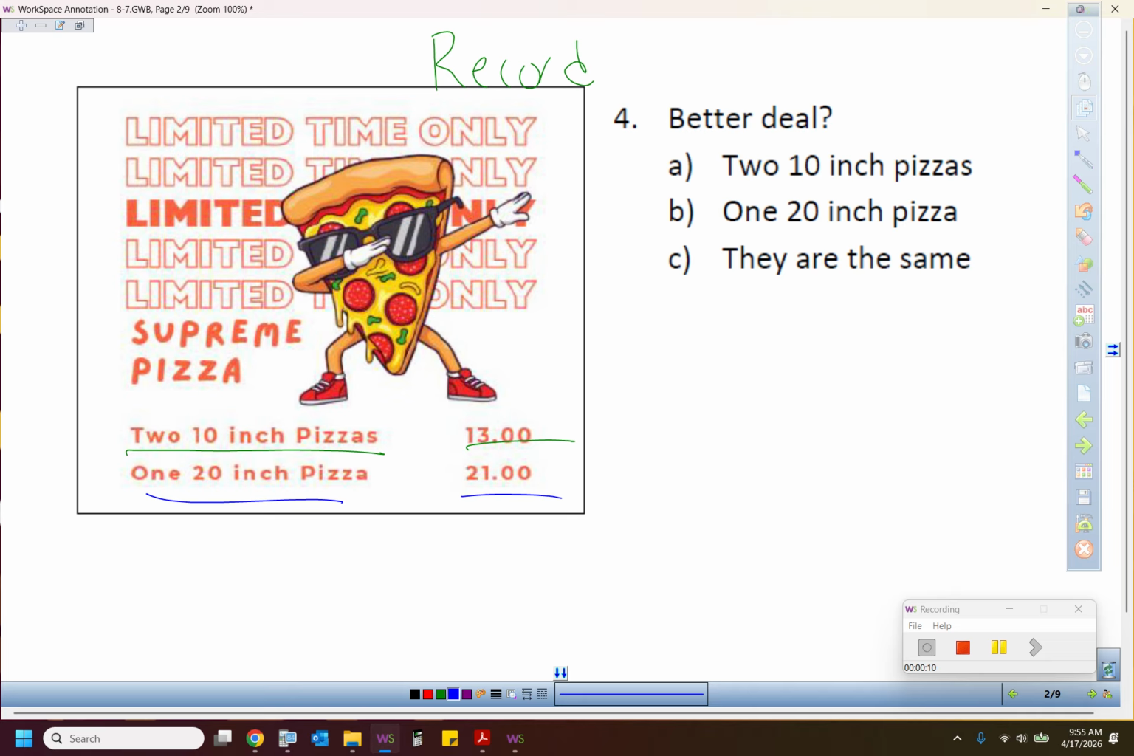What does it mean that you have a 20-inch pizza? What's 20 inches? Like in the circle, what's 20 inches? Is it around it or across it? Across it, which would be what? The diameter. So how do you feel that the diameter of this is 20 and the diameter of this is 10, right? But there's 2 of those, right?